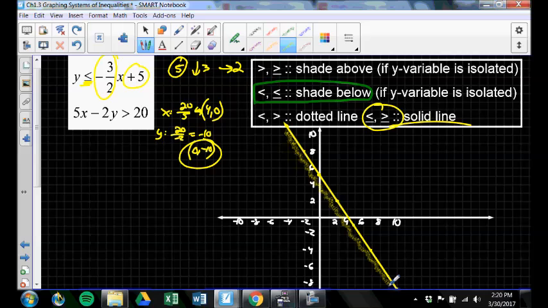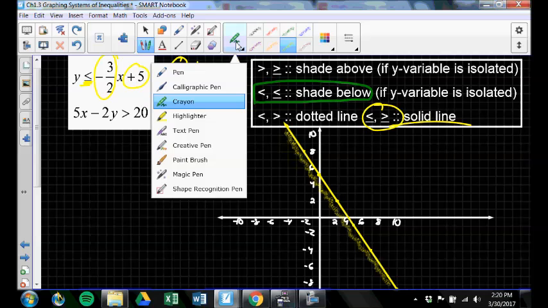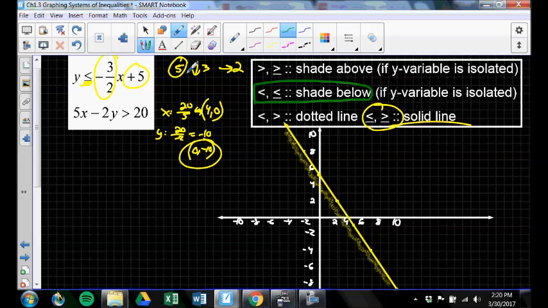But another way to check that, and I haven't done my shading yet, is to figure out which side I'm going to shade by taking a point and plugging it into the inequality and seeing if it works. We usually pick the point (0, 0), because (0, 0) is easy. If I plug a 0 in for y and a 0 in for x, that becomes 0 is less than or equal to 0 plus 5. Since 0 is less than 5, that point works, so I would shade this side of the line. If that point didn't work, I would shade the other side of the line. But it did, so I don't have to worry about that. So there's my first line.